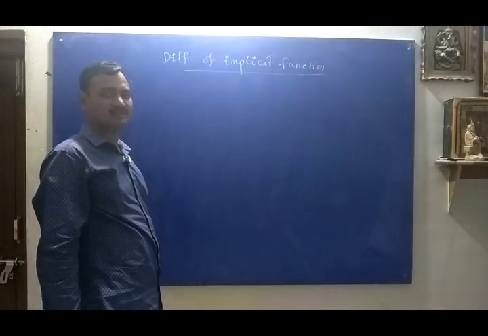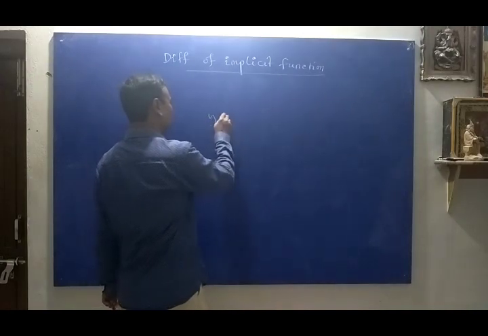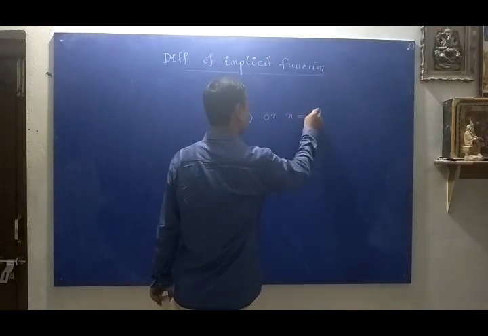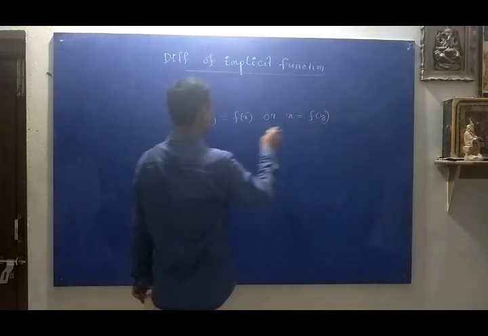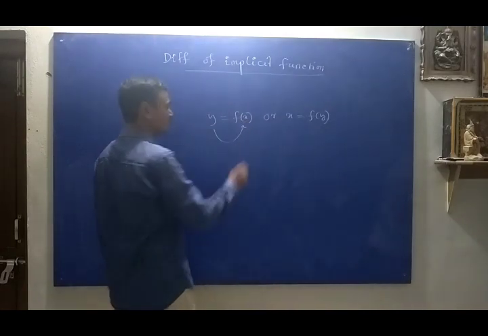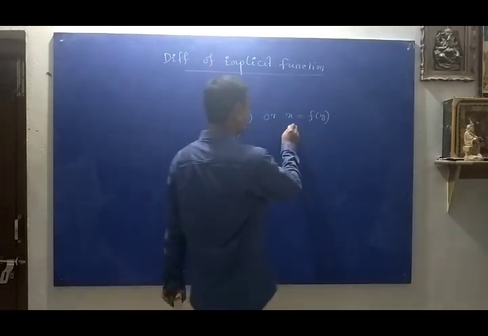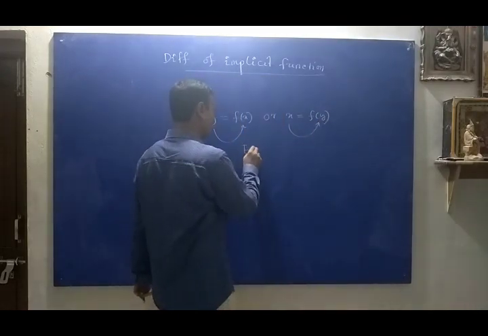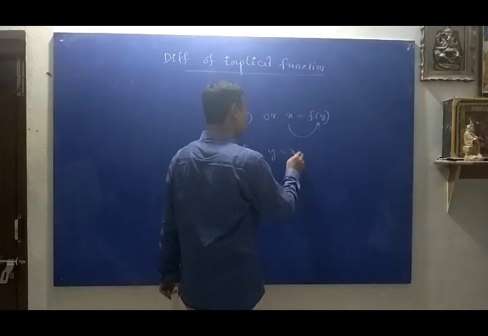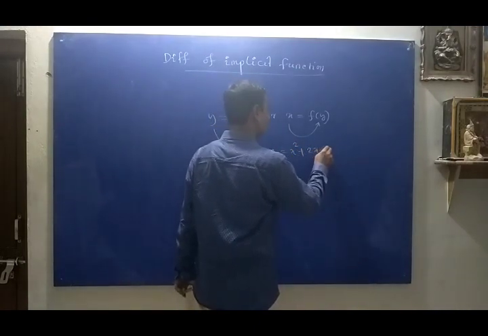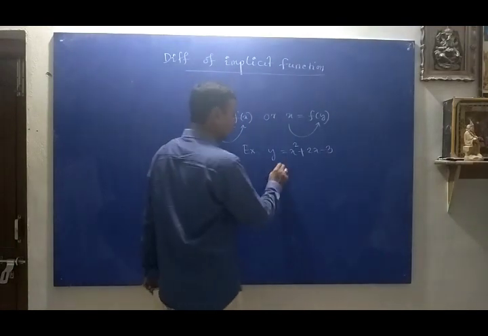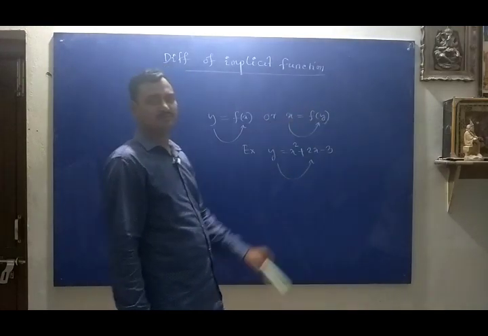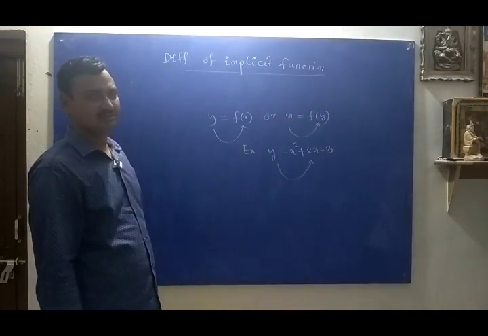A function of x, y is equal to 0. So y is equal to f of x, or x is equal to f of y. So y can be expressed as a function of x, or x can be expressed as a function of y. For example, y is equal to x square plus 2x minus 3. So y is a function of x, or x is a function of y.